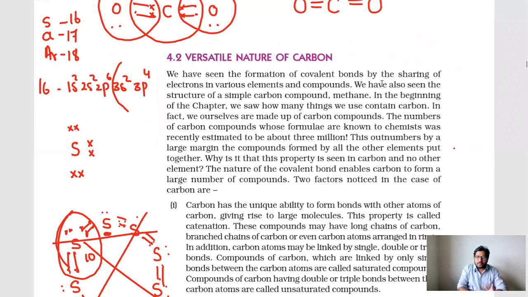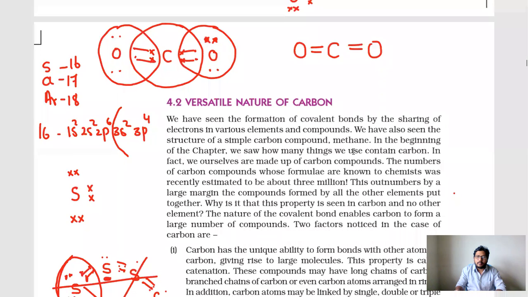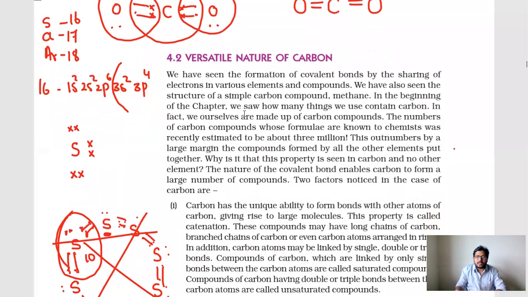We have seen the formation of covalent bonds by sharing of electrons in various elements and compounds. So what is meant by a covalent bond? Sharing of electrons. We have also seen the structure of the simple carbon compound methane. In the beginning of the chapter, we saw how many things we use contain carbon.